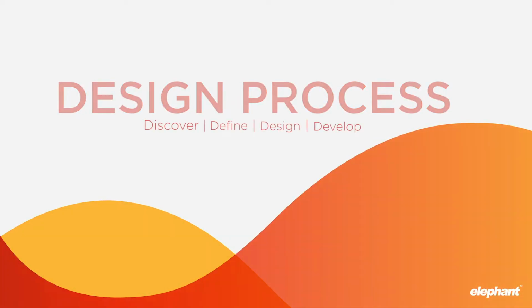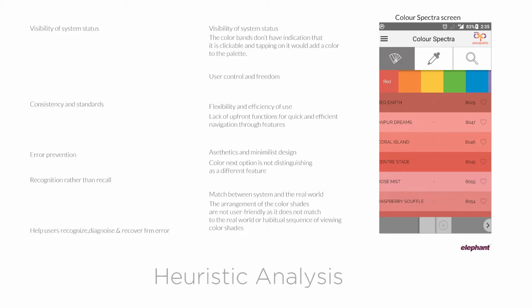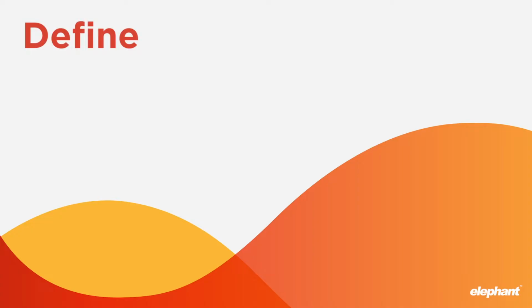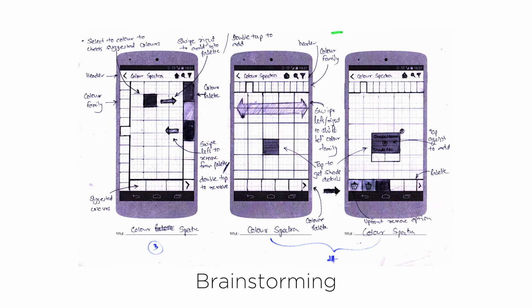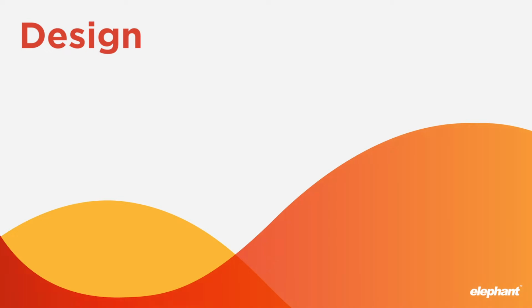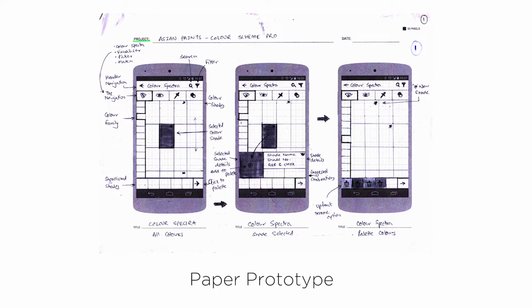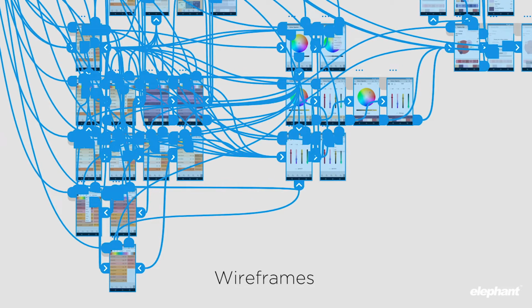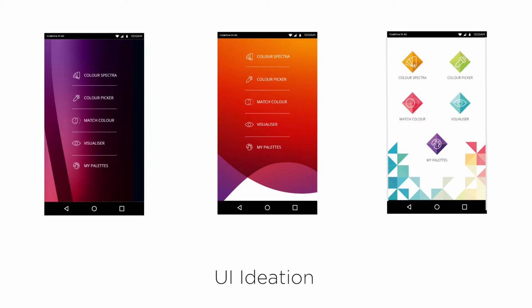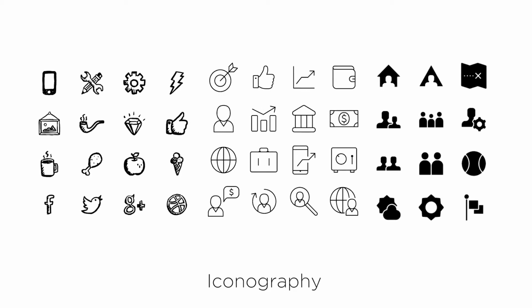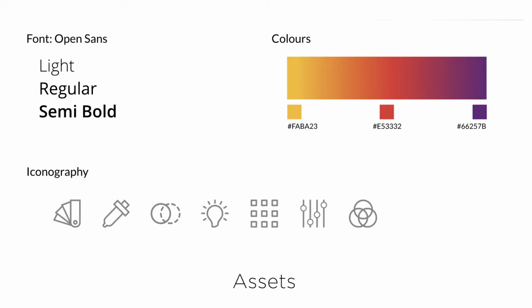As a part of the user-centric approach, primary and secondary research were conducted, keeping in mind compatibility with iOS and Android platforms, leading to feature identification, brainstorming, design approach, and information architecture. Paper prototypes were created for initial conceptualization, which were further developed into low-fidelity wireframes. UI ideation was then carried out, developing them into a high-fidelity prototype and deriving visual language, iconography, and assets for the application.